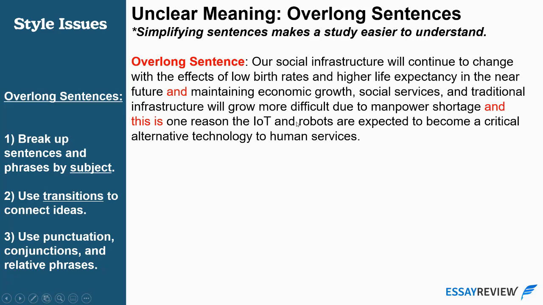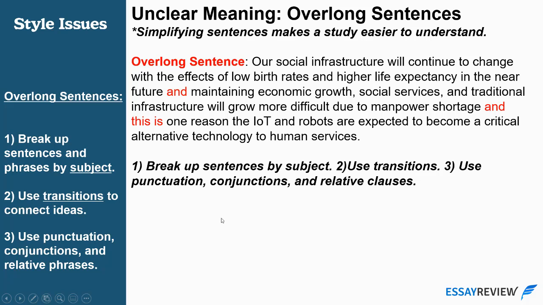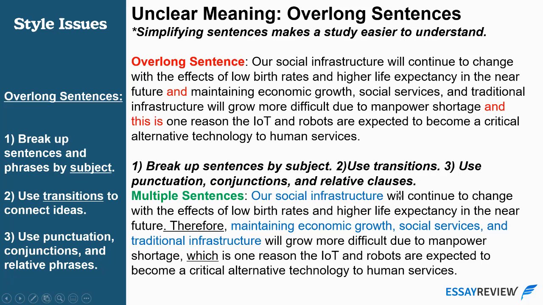What can we do with these kinds of sentences? We can put periods on them, and then we can add transitions. So break up the sentences by subject. Make sure you're not connecting subject A, subject B, subject C, because you can do that. You can make a sentence that is extremely long, but you don't want to kill your reader. So instead, break it up.